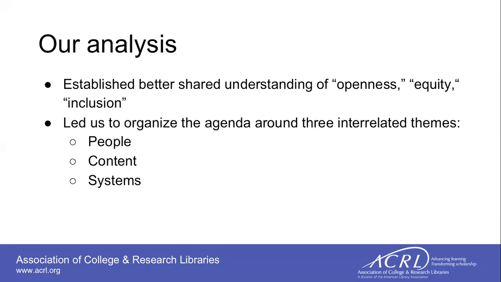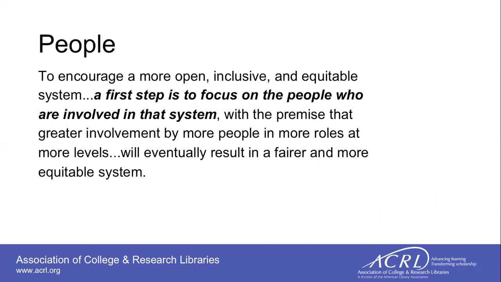So starting, next slide. So for the people section, what we were thinking about people, the obvious question that we needed to address was, can we make sure that we have the right people in the room, in the library, in the press, as authors, and so forth? Can we really think about who is involved within the system in order to make a more open, inclusive, and equitable system, with an understanding that the more people you have involved, the fairer and more equitable the system would be. Next slide.